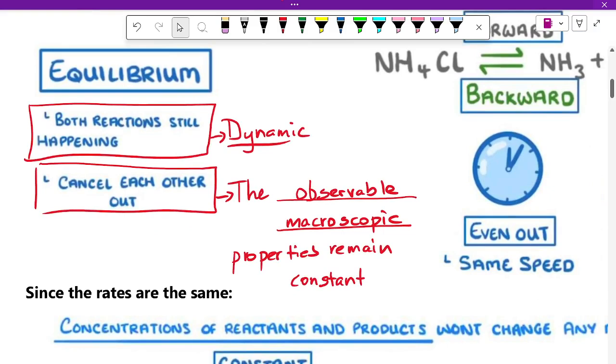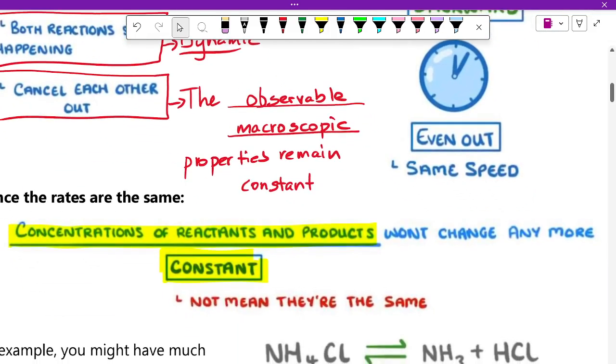Now, since the rates are the same, the concentrations of the reactants and products stay constant. Just like you remember that hole didn't get bigger, the hole didn't get smaller, the concentration of products stays the same. The concentration of reactants stays the same. Is it true that the concentration of reactants will equal the concentration of the products? Will the amount of product and reactant be the same? No. Okay? So even though they're constant, it does not mean they are the same.